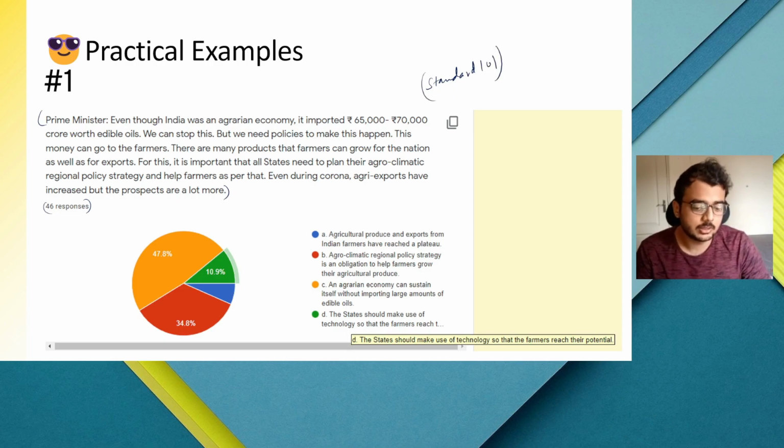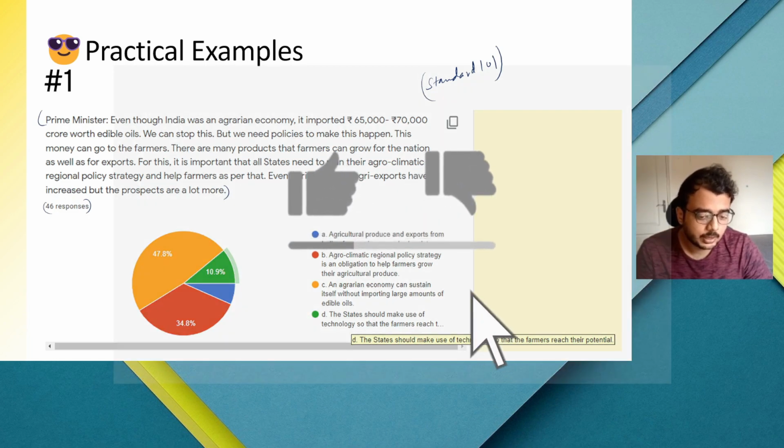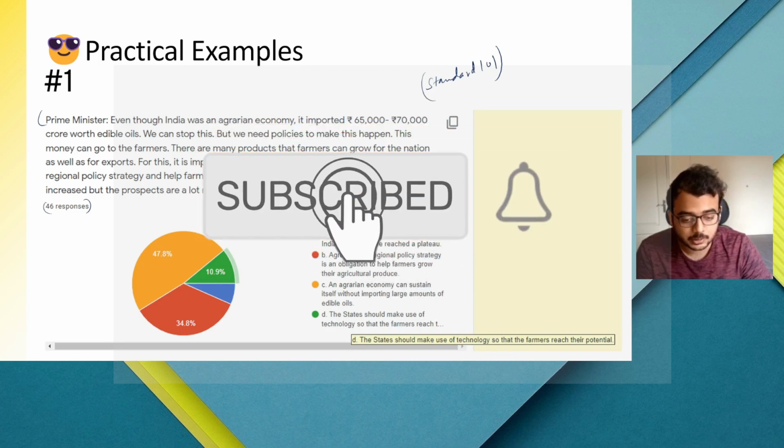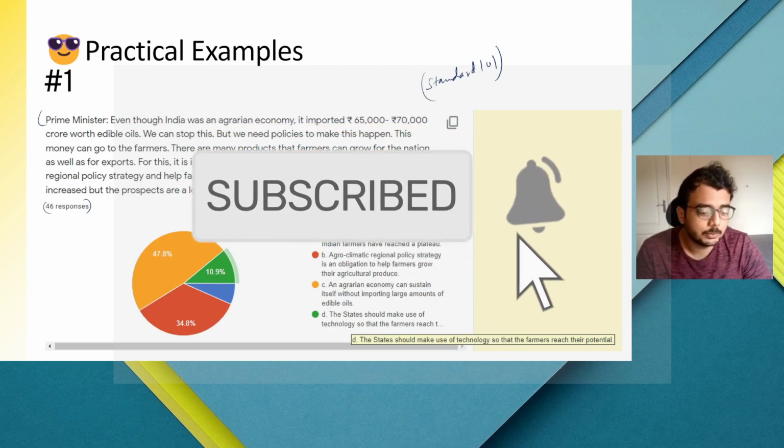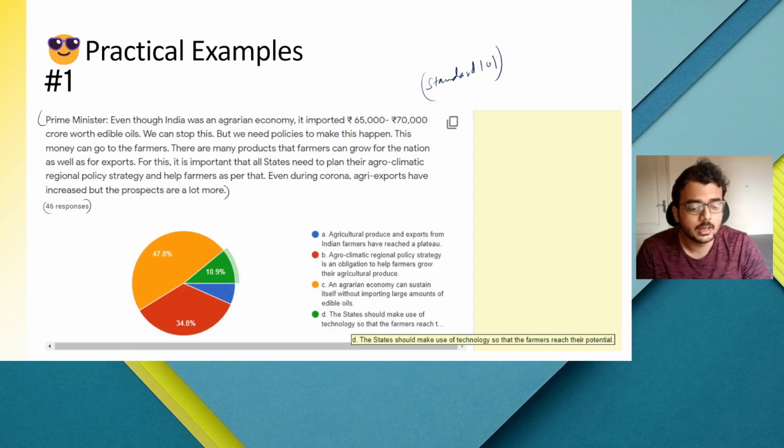Let's see what this question is saying. The Prime Minister says, even though India was an agrarian economy, I would want you to read it, okay? It imported 65,000 to 75,000 crore worth of edible oils. We can stop this, but we need policies to make this happen. This money can go to the farmers. There are many products that farmers can grow for the nation as well as for exports. For this, it is important that all states plan their agroclimatic regional policy strategy and help farmers as per that. Even during Corona, agricultural exports have increased, but the prospects are a lot more.